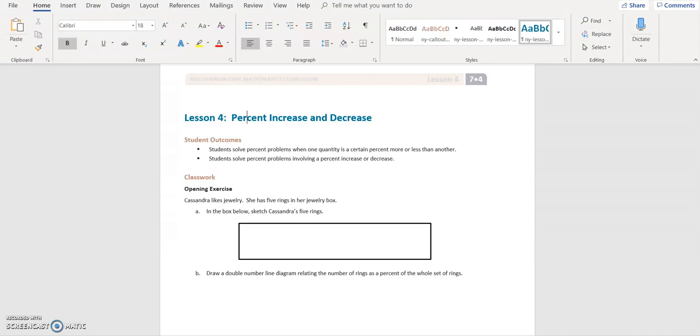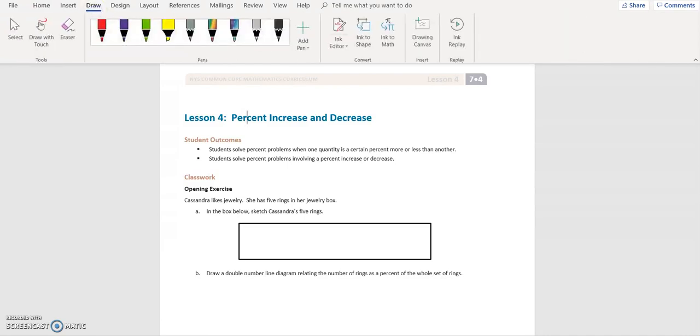Students solve percent problems when one quantity is a certain percent more or less than another. Students solve percent problems involving percent increase or decrease. So today we're going to be looking at increase, which is going up, and decrease, which is going down.